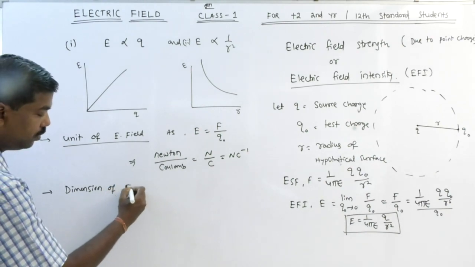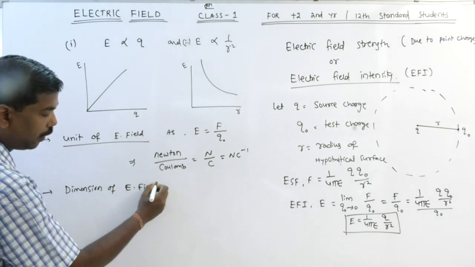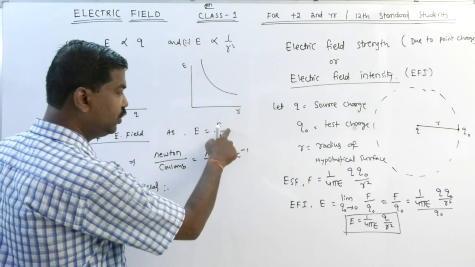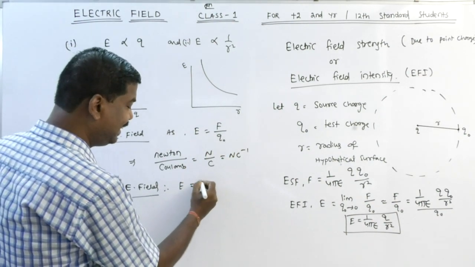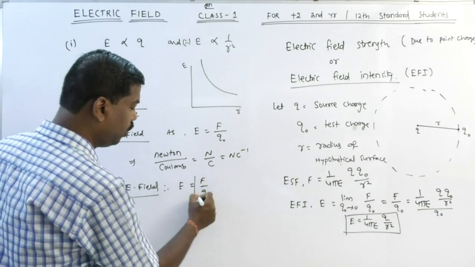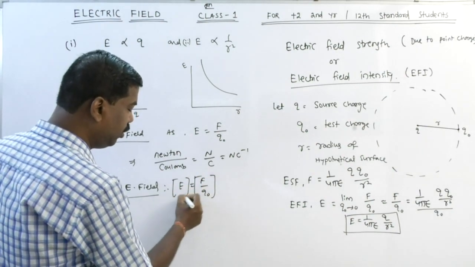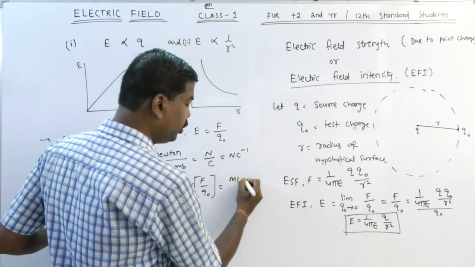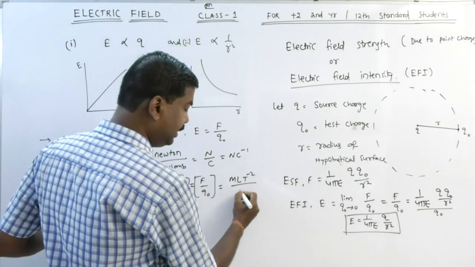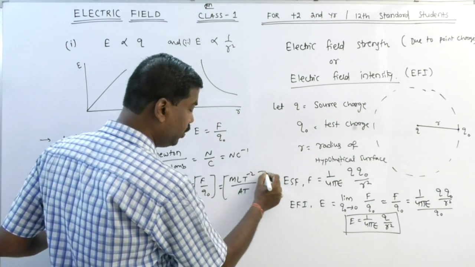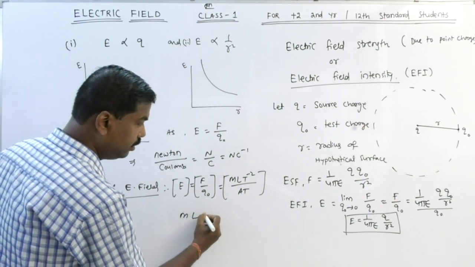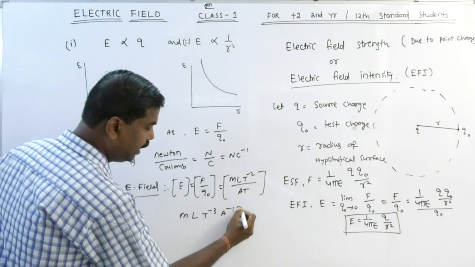Dimension of electric field. This is force, this is charge, so E is equal to F by Q0. I can write it because the dimension deals with the qualitative part only. So the dimension of force is mLT minus 2, and charge is a derived quantity, which we discussed in the first class, so the dimension of electric field is mLT minus 3, A minus 1.